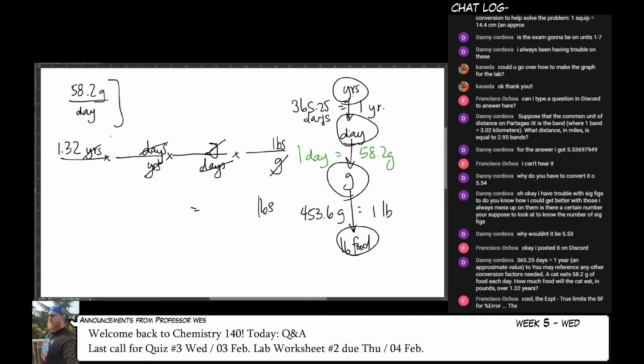And I just fill in the numbers. So there are 365.25 days in a year. The cat eats 58.2 grams per day. And 453.6 grams in 1 pound. Punch it all in the calculator.